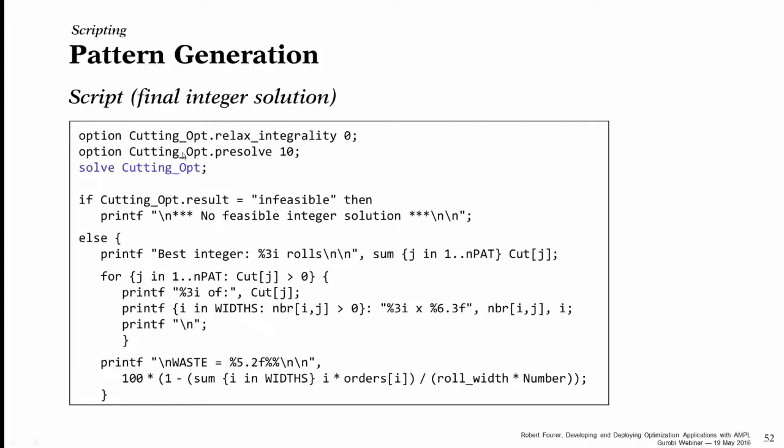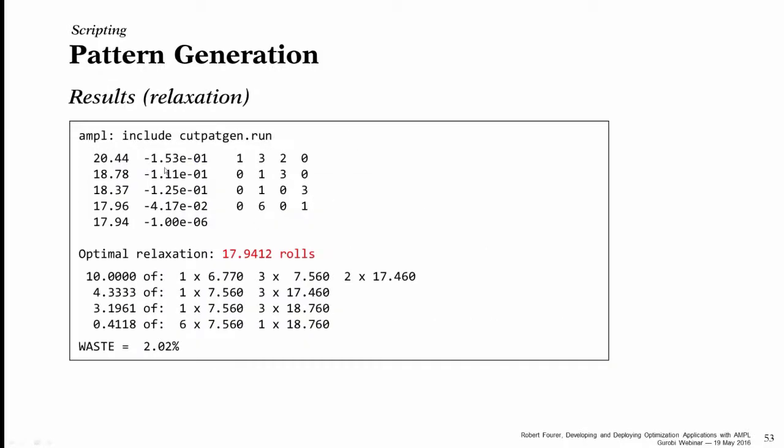Then at the end, I solve an integer version, and all this stuff here is just to print out a nice version of the results. So when I do that, you see it generates a bunch of patterns. Okay? I actually give it some very simple patterns to start with. And then it has to have a fractional number of rows, so we see that slightly less than 18.